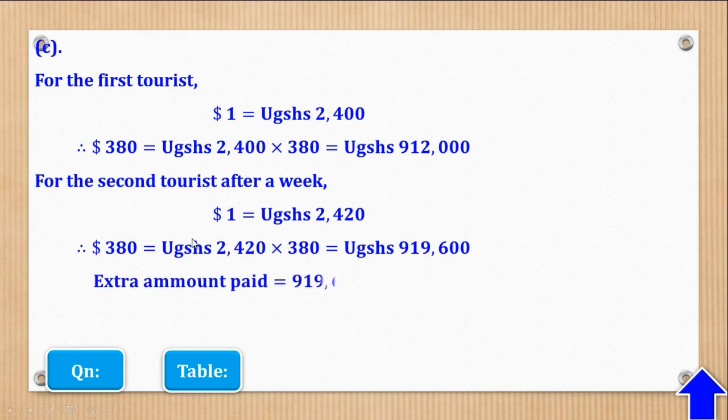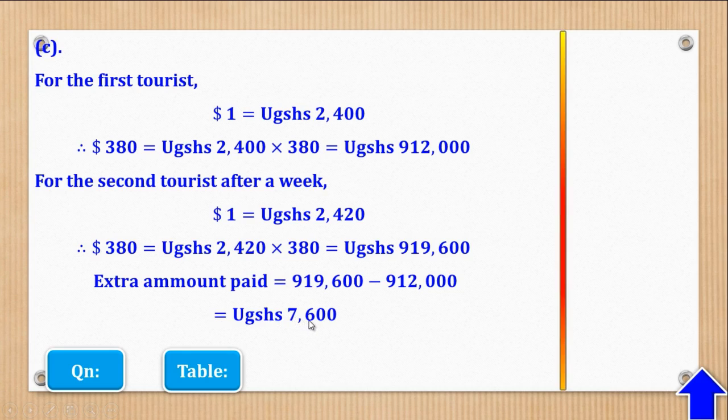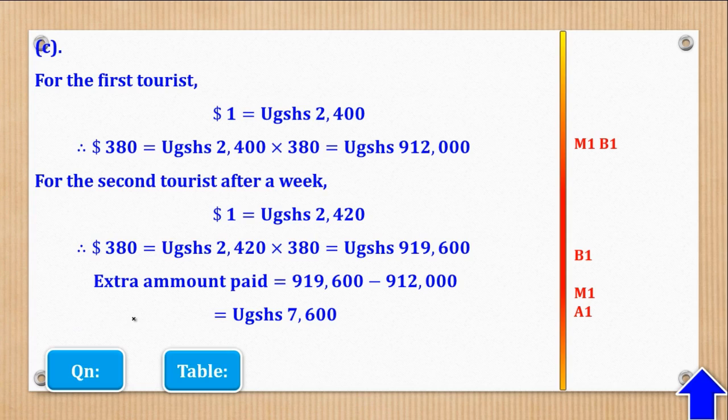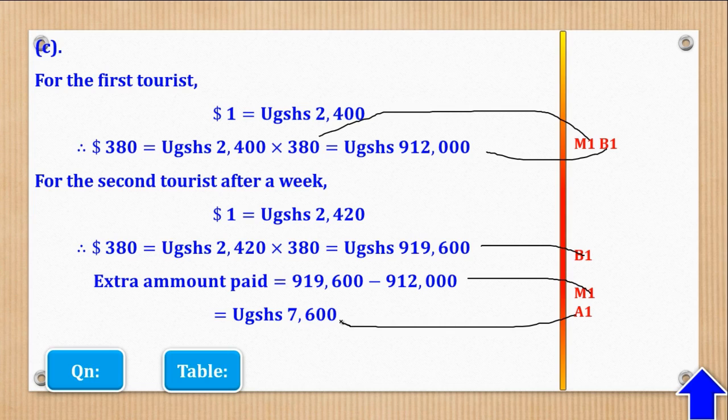So next is to get the extra amount paid by the second tourist, so it will be done by subtraction. So when I say 919,600 shillings minus 912,000, it will give me the extra amount paid being equal to 7,600 shillings. So basically that's what they wanted, and now let's see how marks can be awarded. M1 for this multiplication, B1 for this output, B1 for this output, M1 for this subtraction, and A1 for this. So basically that's how the marks could be awarded.